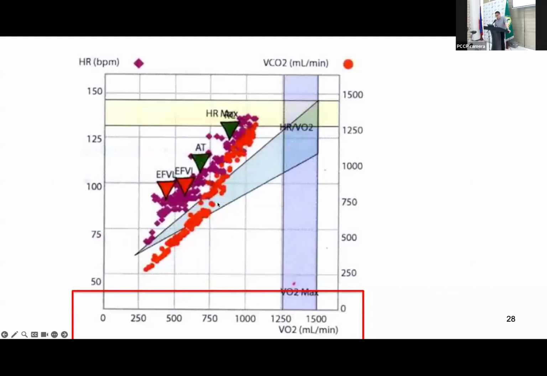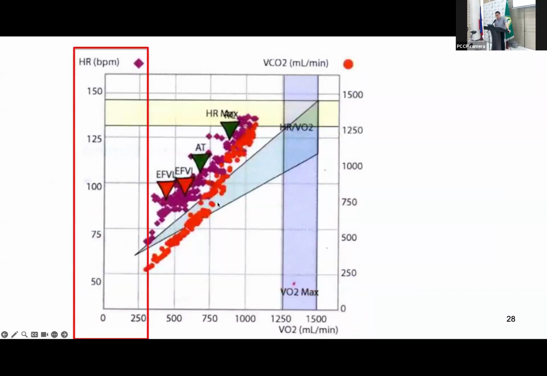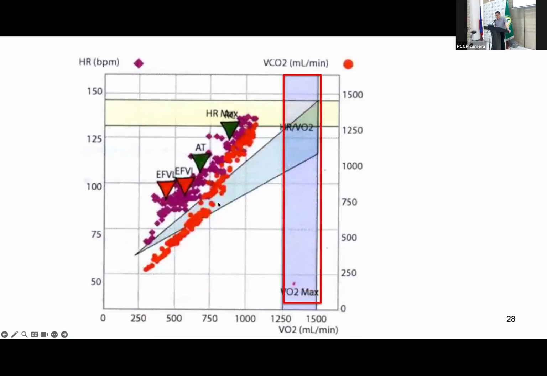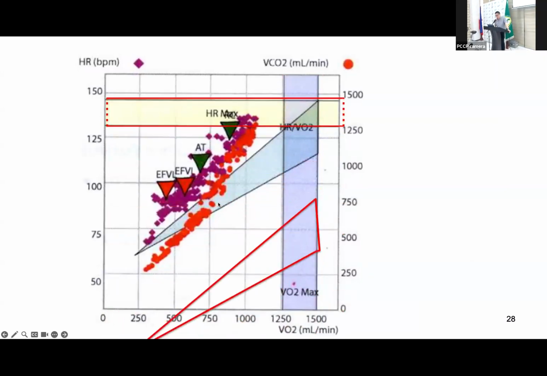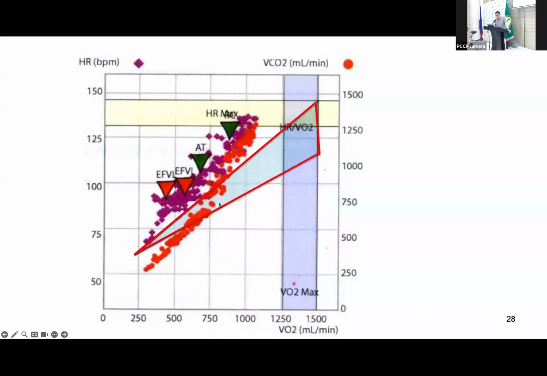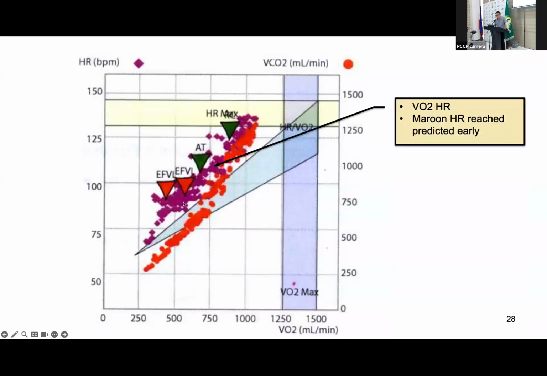So this is how it looks like. VO2 in the X, heart rate in the Y axis. That's the predicted VO2 max. That's the predicted heart rate maximum. That's the pathway of the heart rate VO2. And you can see that if you look at the maroon, which is the heart rate VO2, it reached the predicted, but it is outside the predicted pathway. So eyeballing, you know, it's abnormal.